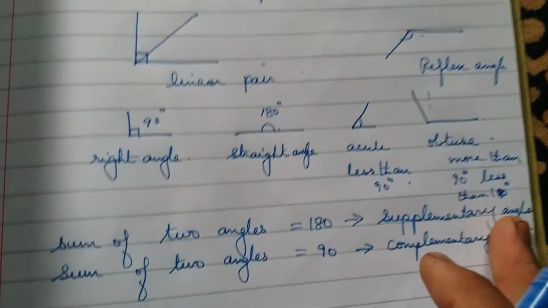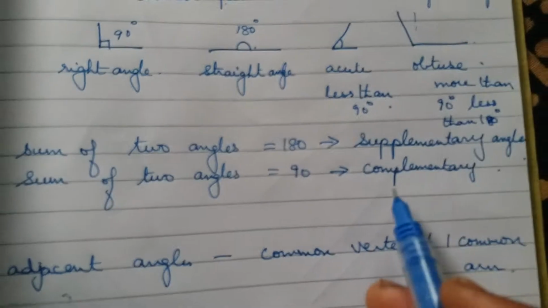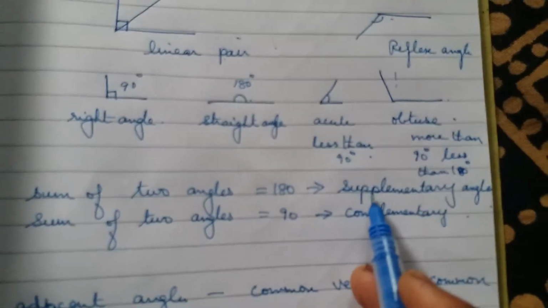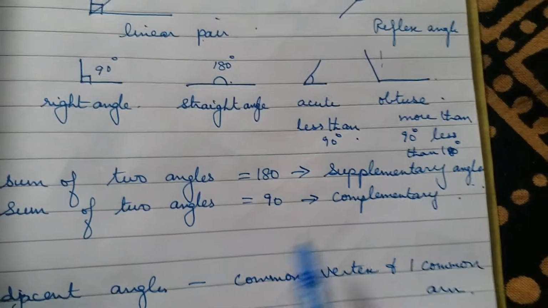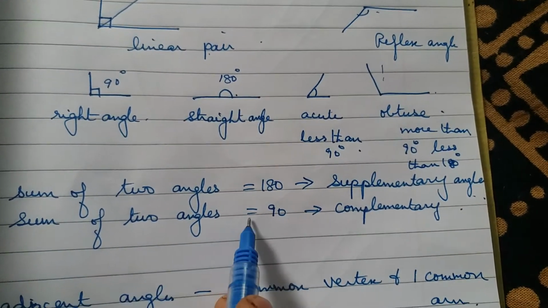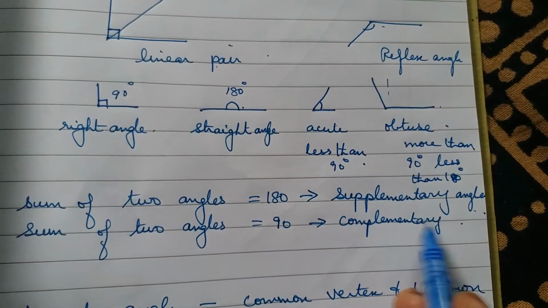Next is the sum of two angles. If the sum of two angles is equal to 180 degrees, then these two angles are said to be supplementary angles. When the sum of the two angles is equal to 90 degrees, they are said to be complementary angles.